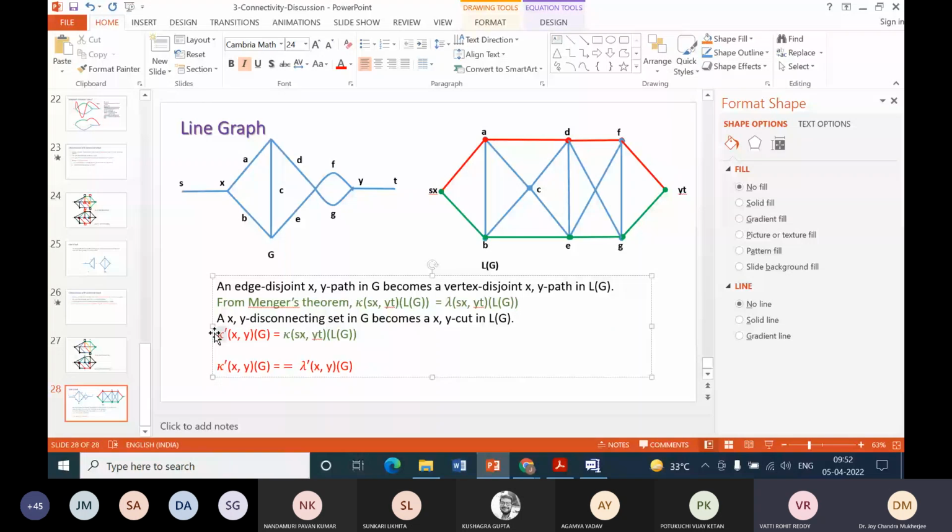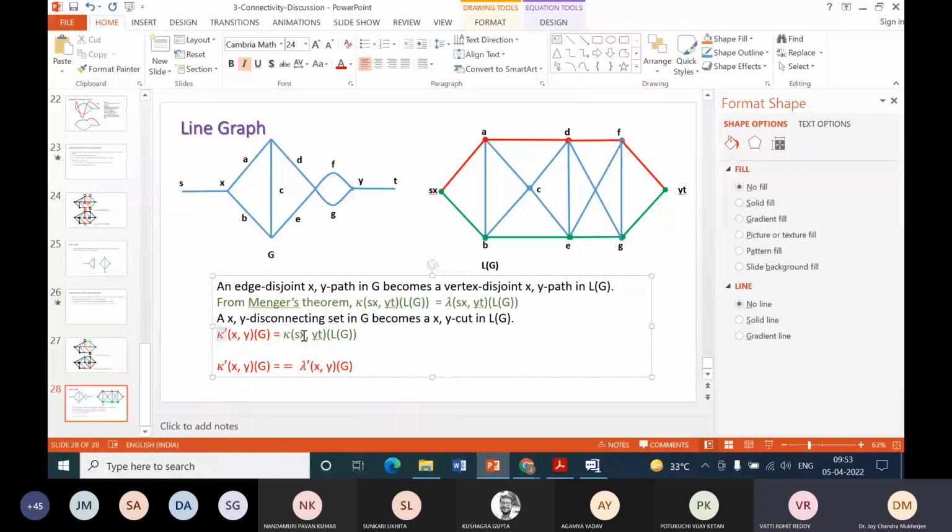Chi prime is basically the minimum number of edges, deletion of which disconnects x and y. So that is the xy minimum disconnecting set in G, and this is equivalent to an xy cut in LG. That means the minimum number of vertices that, if I delete them in LG, will disconnect x and y. So I can write chi prime equal to chi sx yt in LG.